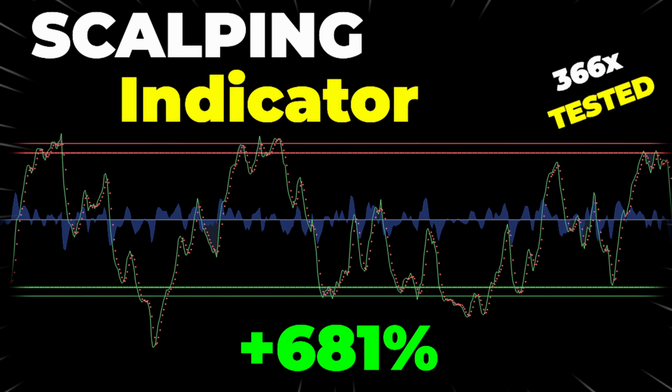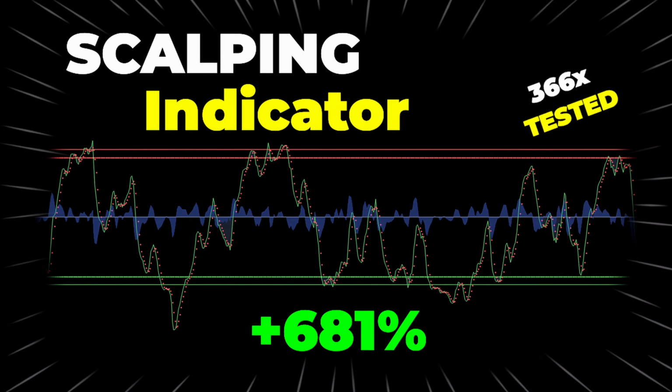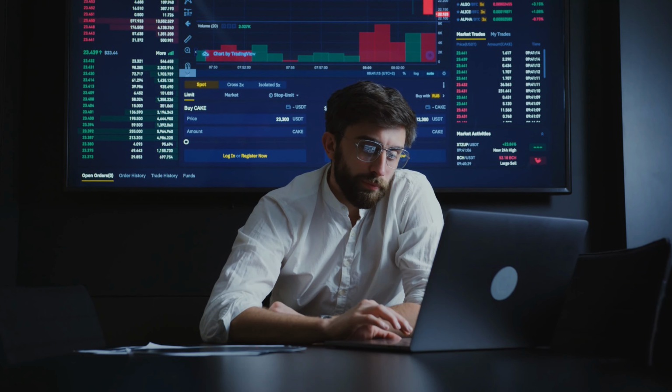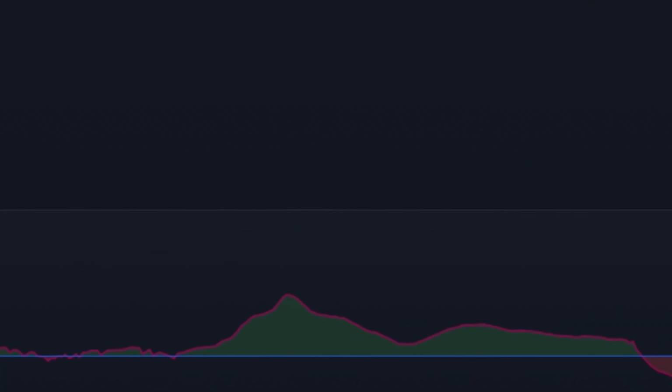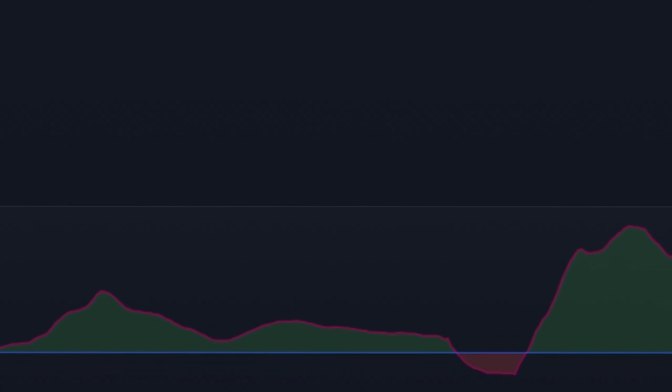It's been a long time since we last built a scalping trading strategy, so I thought, why not dive back in? I went through tons of indicators and found this one, which has shown some amazing backtest results. So, are you ready to check it out? Let's dive into it!